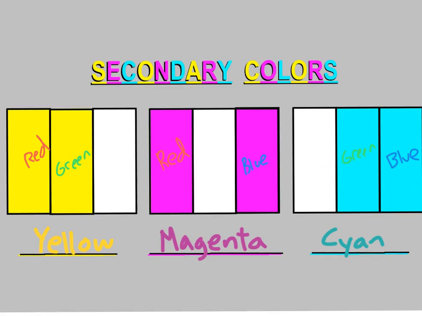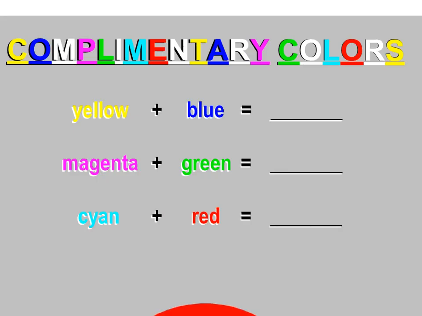All right, here are your correct answers. How'd you do? But yes, red and green makes yellow, red and blue makes magenta, and green and blue makes cyan. So get used to those names and also what combinations create that secondary color.